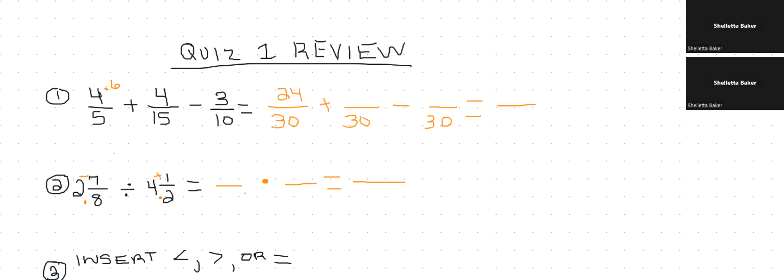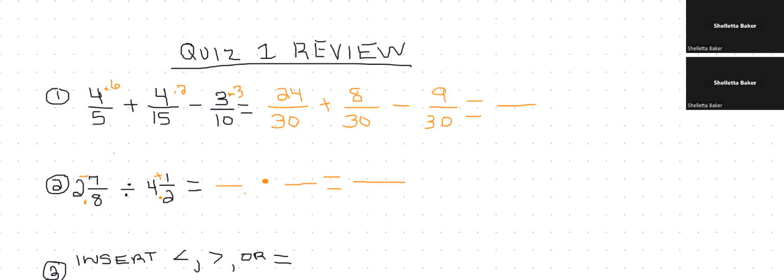The second fraction, 15 times 2, is what gives us 30 in our denominators. Therefore, we multiply the numerator also by 2. 4 times 2 will make our second numerator become 8. And the last fraction, the third fraction, in order to obtain 30 in the denominator, we have to multiply 10 times 3. And therefore, we must also multiply the numerator times 3. So we'll get 9, 3 times 3, as the numerator of our third fraction.